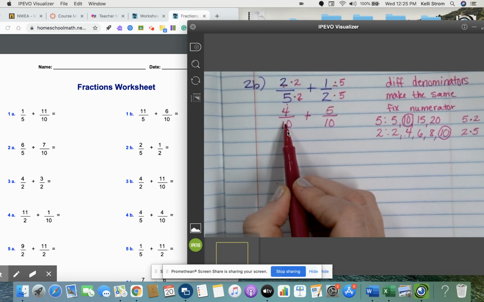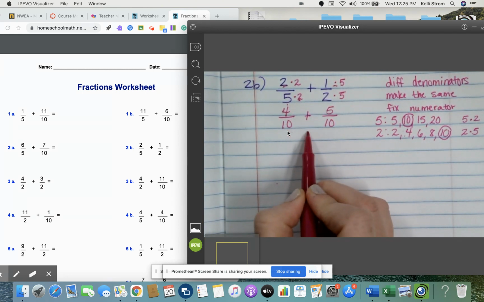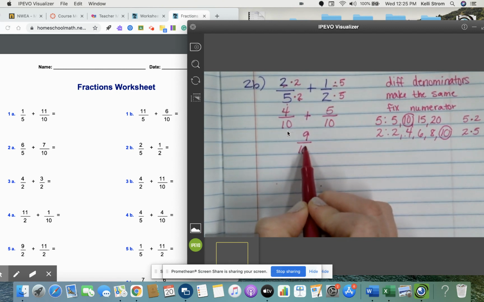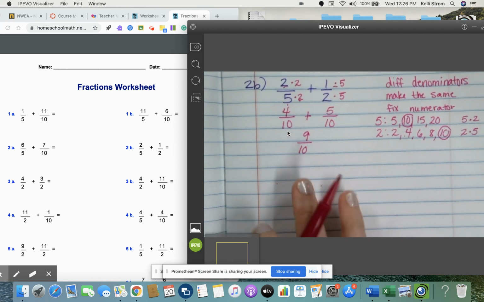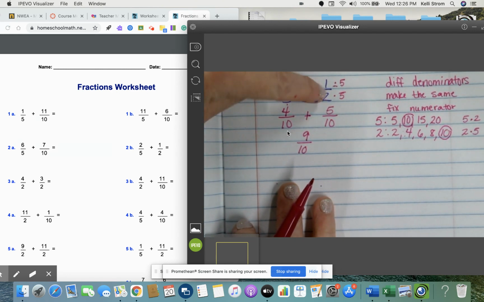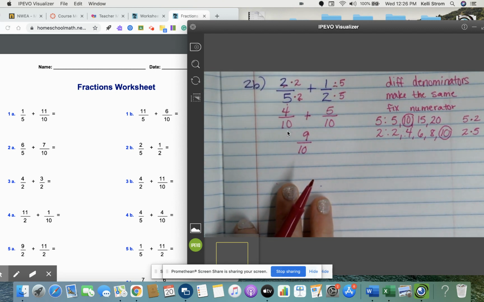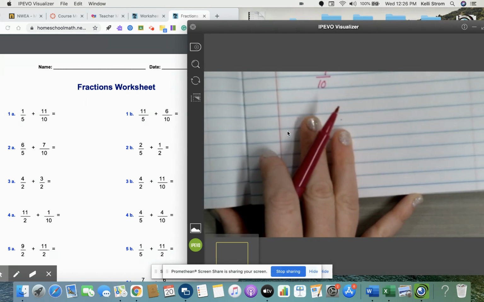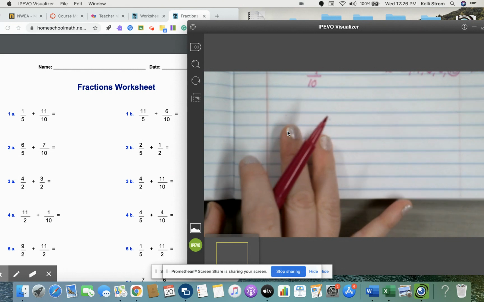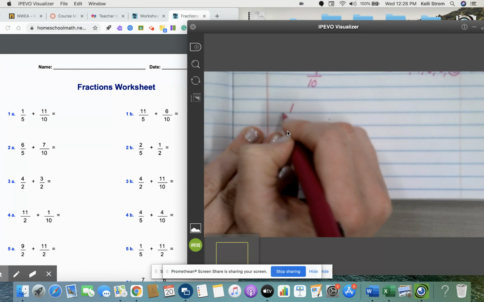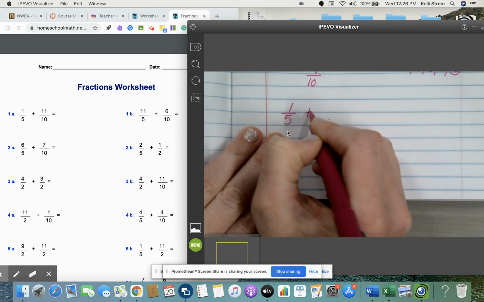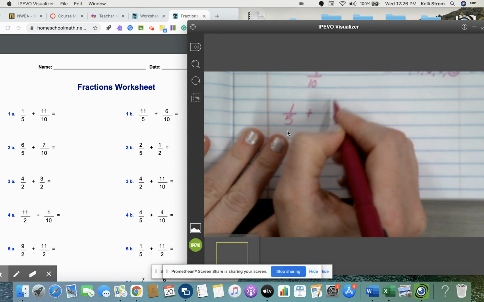So now I have 4/10 plus 5/10, which gives me 9/10. So we're really just adding one more step, right? Instead of changing one fraction, we had to change both of them. Okay, so let's look at this one. I have 1/5 plus 11/2.